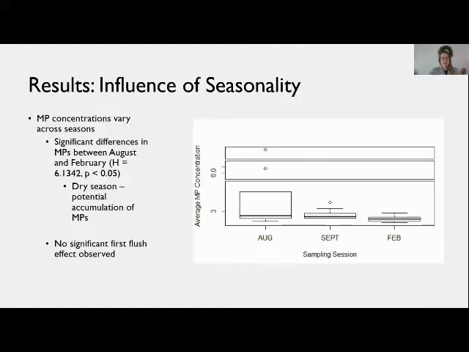And for the results, we found significant differences in microplastics between the August and February sampling sessions. So between the dry season and the middle of the wet season. And we saw higher concentrations of microplastics in August. So perhaps we're seeing there the accumulation of microplastics during the dry season. I had expected to see that first flush effect that I had mentioned earlier with significantly higher microplastics in September than August, but that ended up not happening.